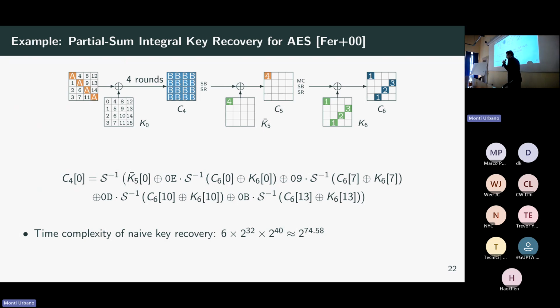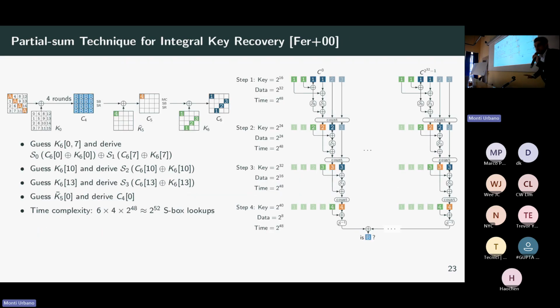So the complexity would be 6 times 2 to the power of 32, the size of the ciphertext pool, times the number of keys that you have to try. The complexity is 2 to the power of 74, more or less. Keep it in mind. I want to surprise you. The complexity of the partial sum technique is 2 to the power of 52. Just compare it with 2 to the power of 74. It's incredible. It decreases the complexity significantly.